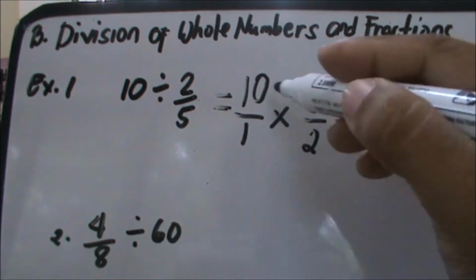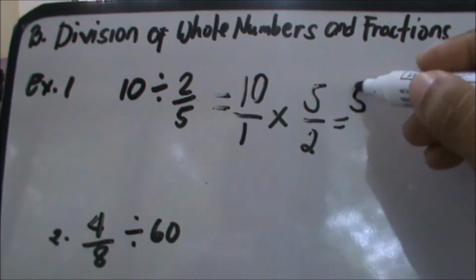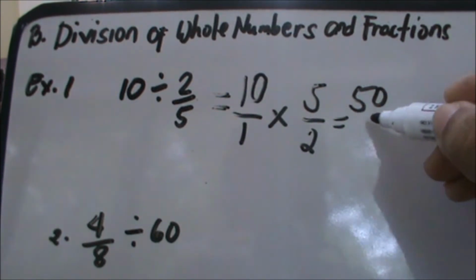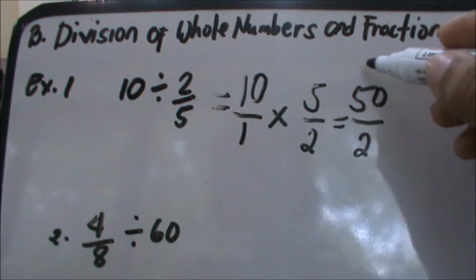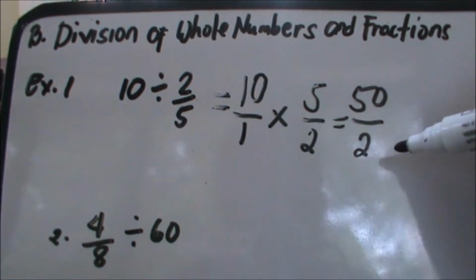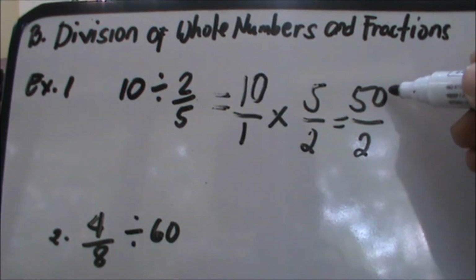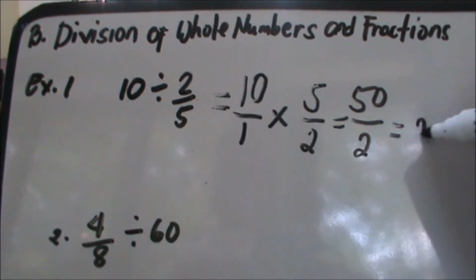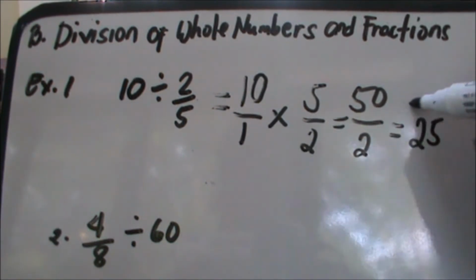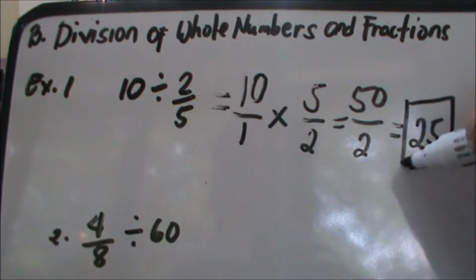So equals 10 times 5 is 50, and then 1 times 2 is 2. So our answer is 50 over 2, which is an improper fraction. So we need to reduce to lowest terms. 50 divided by 2 is 25. So our answer is 25.